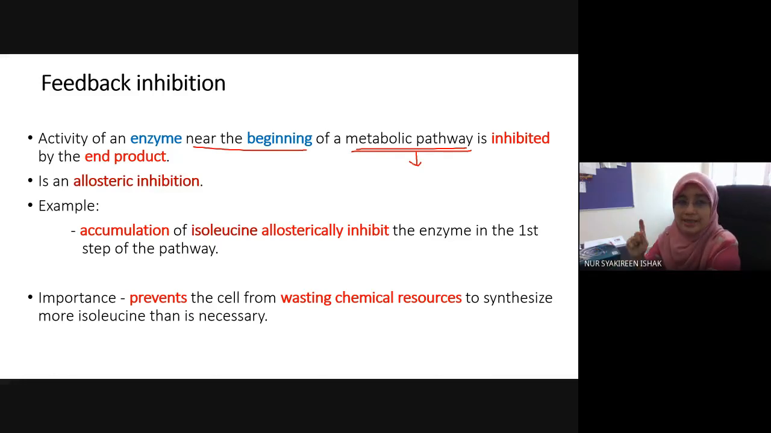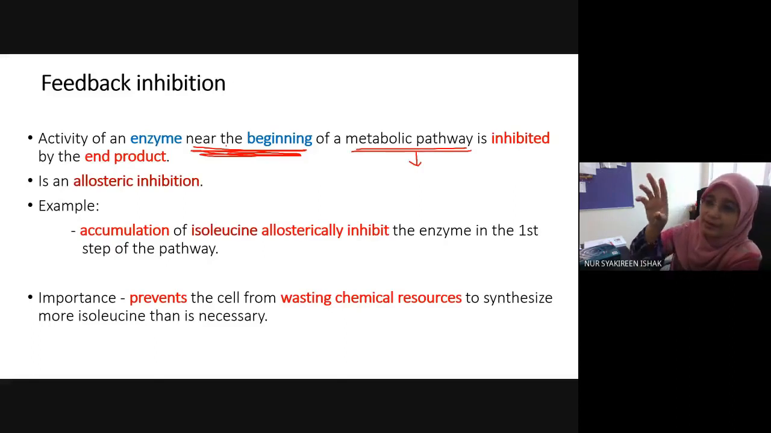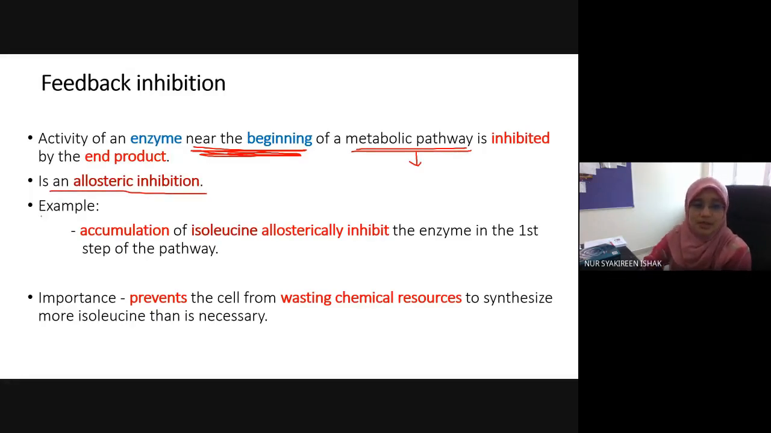For feedback inhibition, the end product of the metabolic pathway will become the inhibitor for the first enzyme, the enzyme that is involved early in the reaction, near the beginning of the metabolic pathway. So we call it allosteric inhibition. For example, you have accumulation of isoleucine. Isoleucine here is the end product.